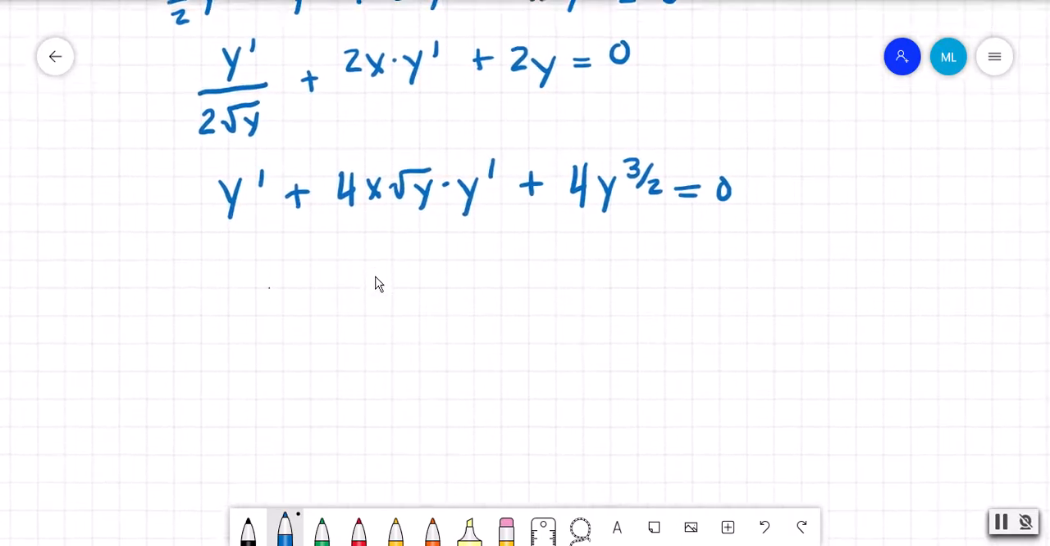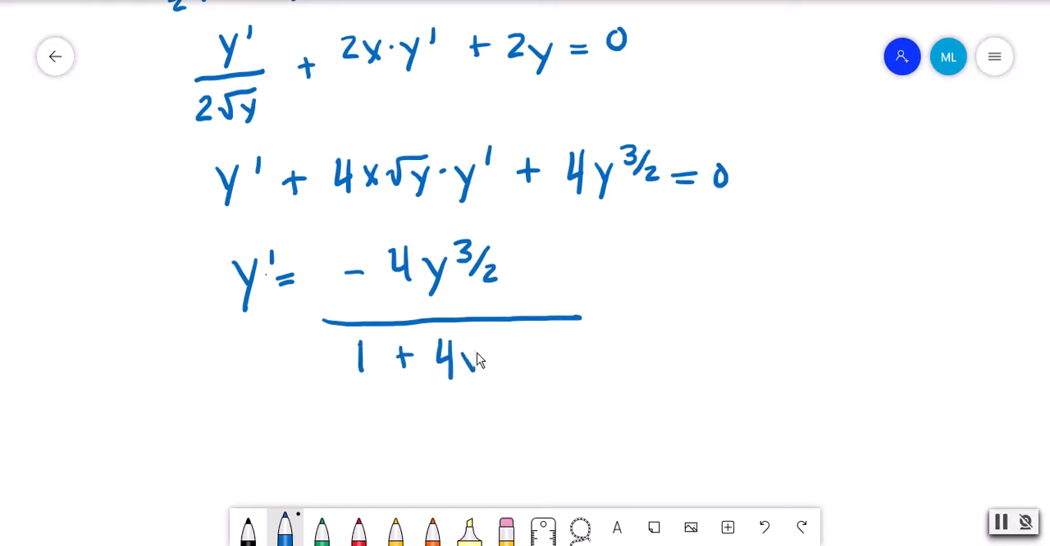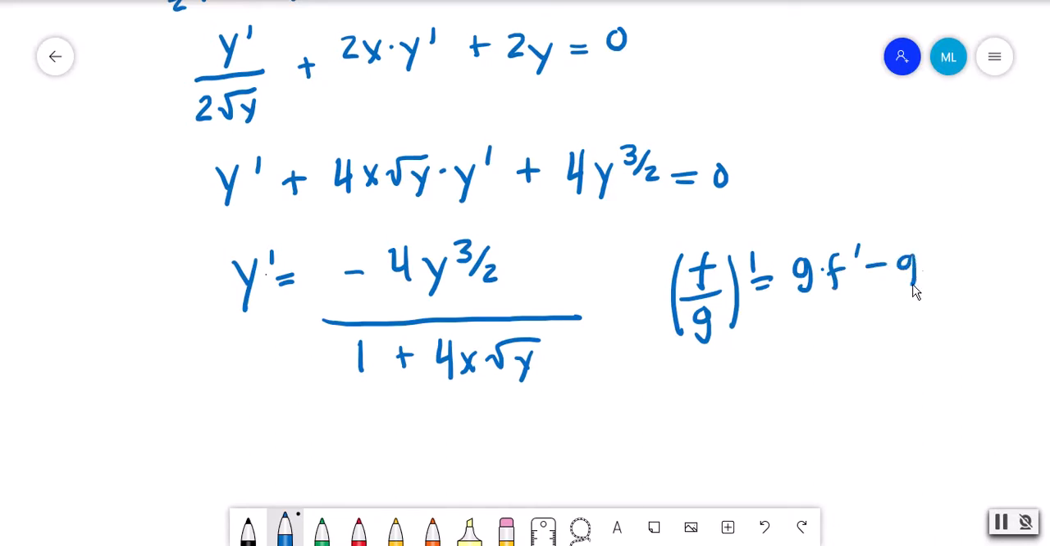From here, if you solve for y prime, you're going to find that y prime is negative 4y to the 3/2, all divided by 1 plus 4x times y to the 1/2. The next thing you'll need to do is apply the quotient rule. The quotient rule says that if you have a function like f divided by g, the derivative is g times f prime minus g prime times f, all divided by the denominator squared.